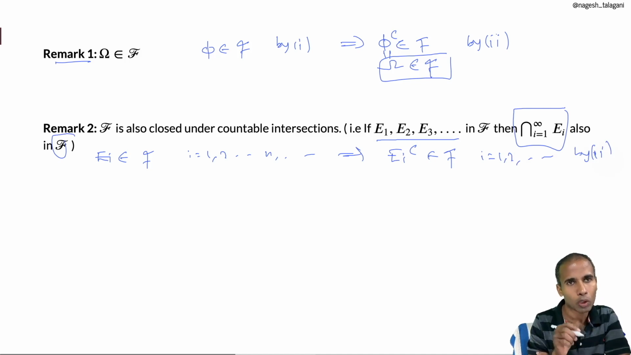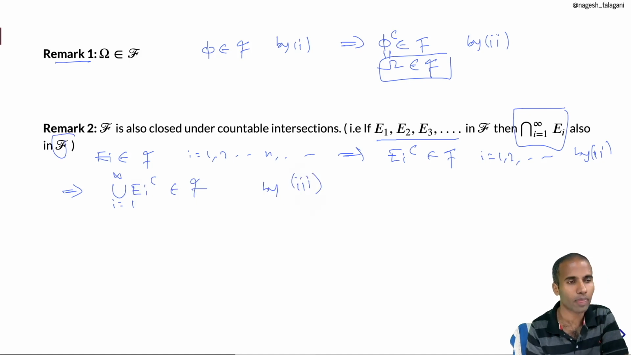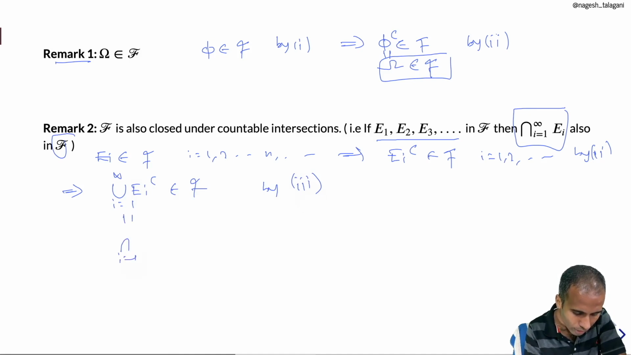because a sigma field must be closed under complementation. Okay, fine. Now, if the Ei complements are coming from the sigma field, then their countable union also must be from the sigma field by condition 3. Now, by De Morgan laws, this is going to be equal to the intersection i equal to 1 to infinity of Ei, all complement, by De Morgan laws.